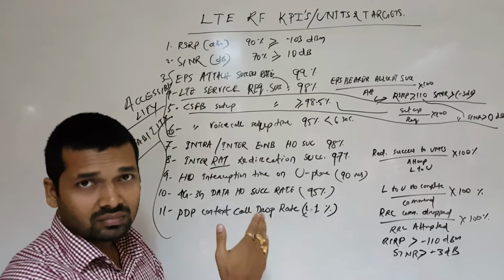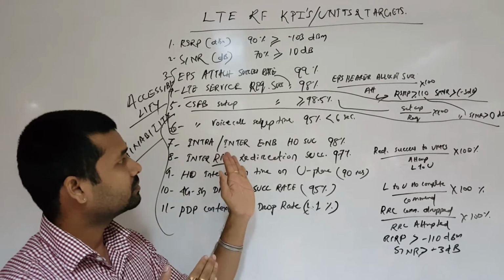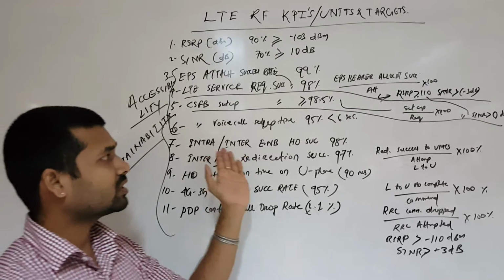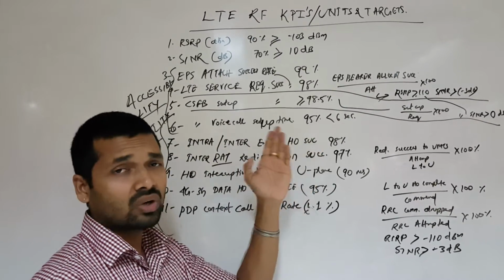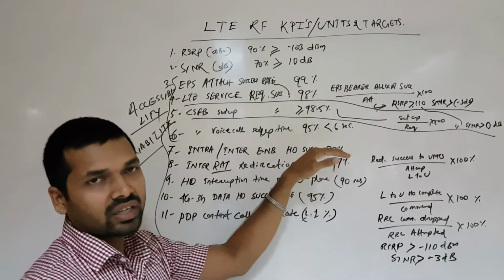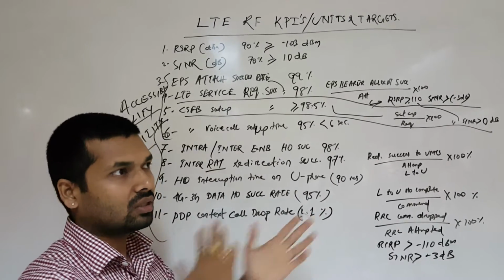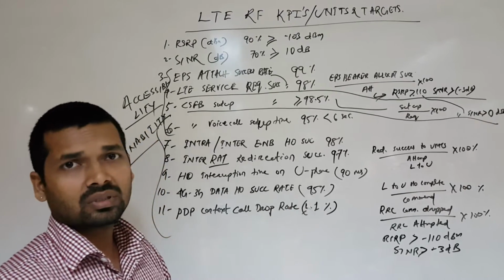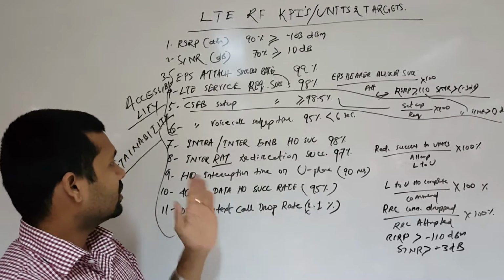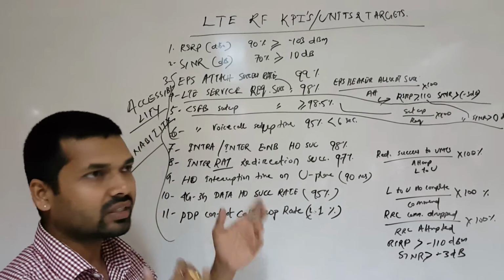Intra means inside the node B and inter means the other node B. If there is an X2 interface between node B and node B, that is okay. If that is not there also, we are calculating that here. So inter and intra node B handover success ratio should be greater than 98%. If you don't have 98%, we have to do the optimization. We have to check whether the neighbors have been defined or not, whether the interface and everything is okay or not, outages or whatever. There are many reasons why the handover is not happening, so you need to do the troubleshooting.